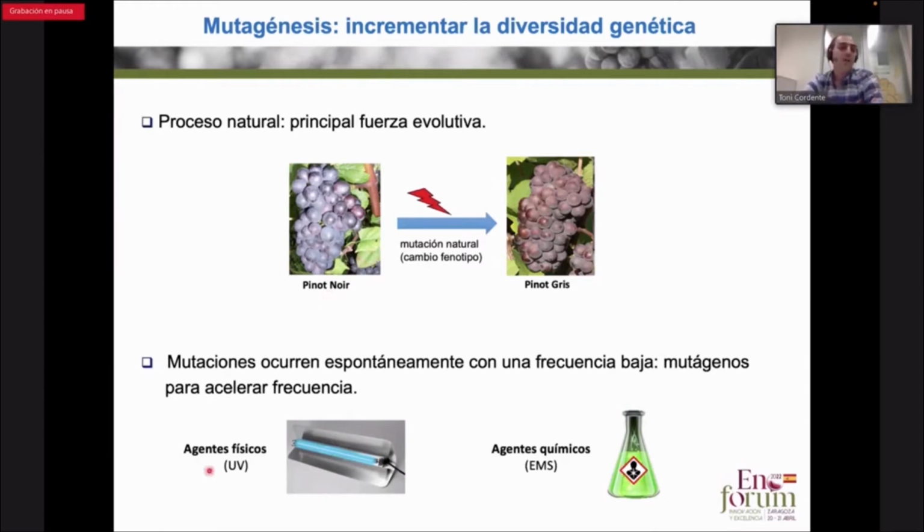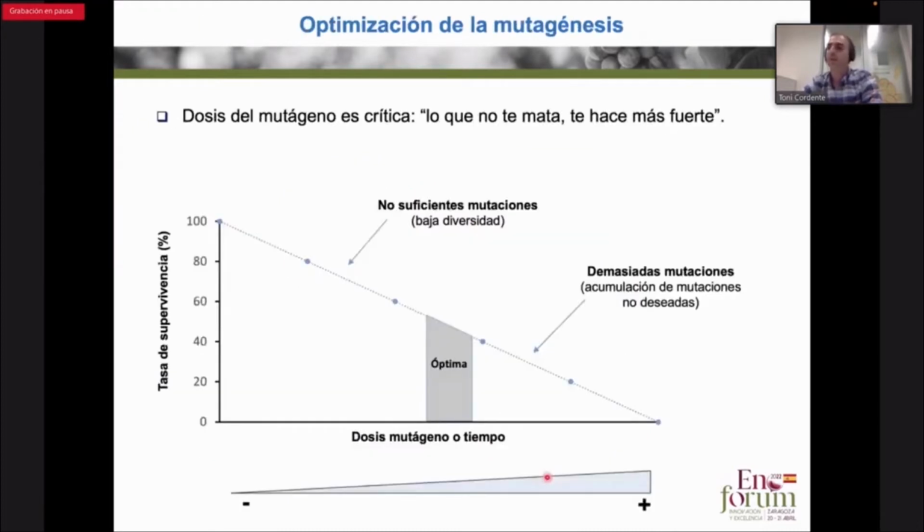You can see here a physical agent of this. An example of a physical agent is UV. The dose is critical. We would be applying the common expression, what does not kill you makes you stronger. If we used a higher dose, most of the population would die, and the survivors would show multiple mutations, increasing the chance that the relevant aspects that we need in enology would be negatively impacted.